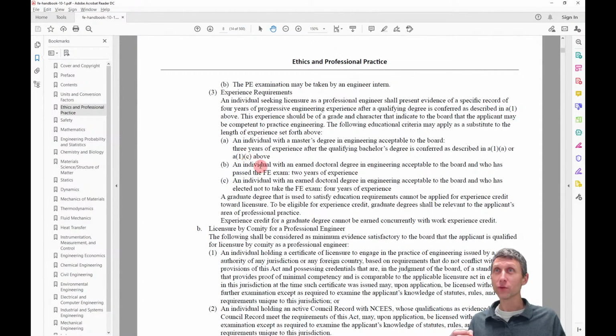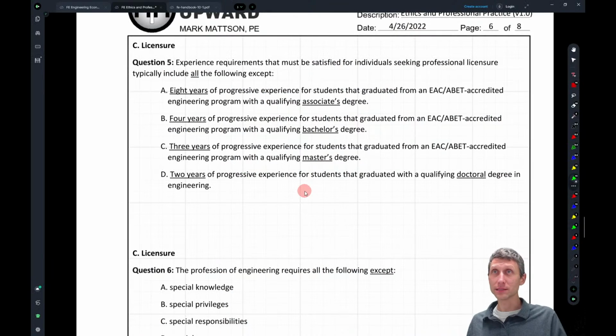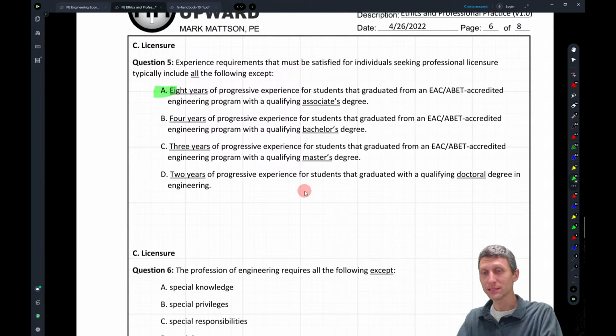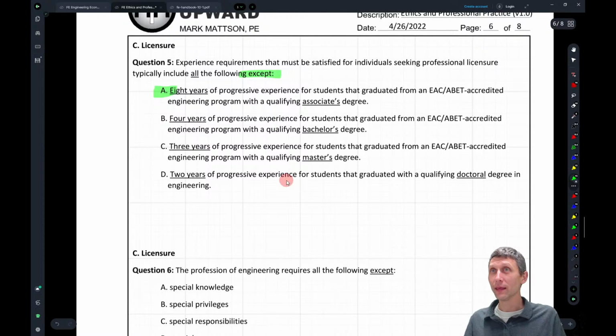It's made up, right? So we've got to look at these, but essentially this one is the exception. You cannot, according to the FE model law, get your license if you have an associate's degree. You have to go on to get that 4-year degree. Again, state by state, it's a little bit different, but what I wanted to use this question for was to point out that the FE has its own model law. So it doesn't matter what your state does, it matters what the FE says. And that's where you have to understand what's in the reference handbook.